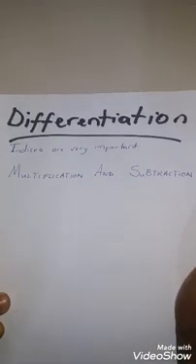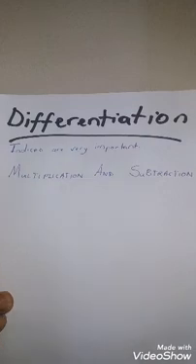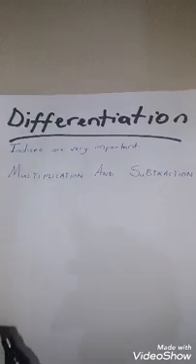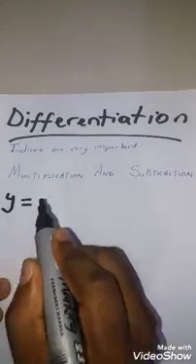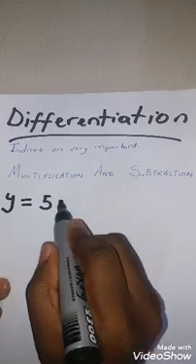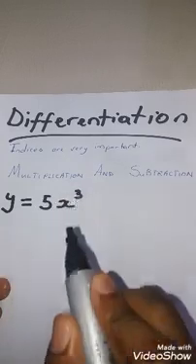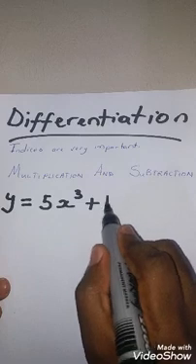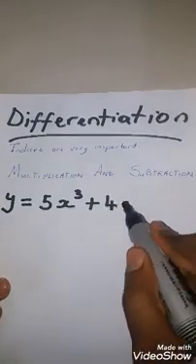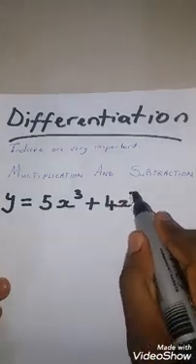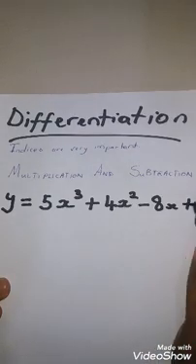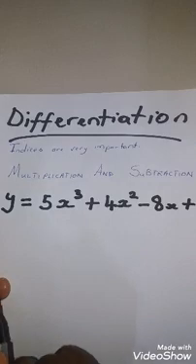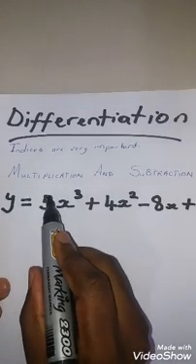We'll take a few examples, starting from the easier one to the most complicated, and we encourage you to practice a lot at home. Take your textbooks and practice, and if you have come across an example which is a little bit difficult for you, you can write it out in the comment section and we'll work it out and send it to you. So our first example will be this: y equals 5x cubed plus 4x squared minus 8x plus 3. This is what we call a polynomial equation.